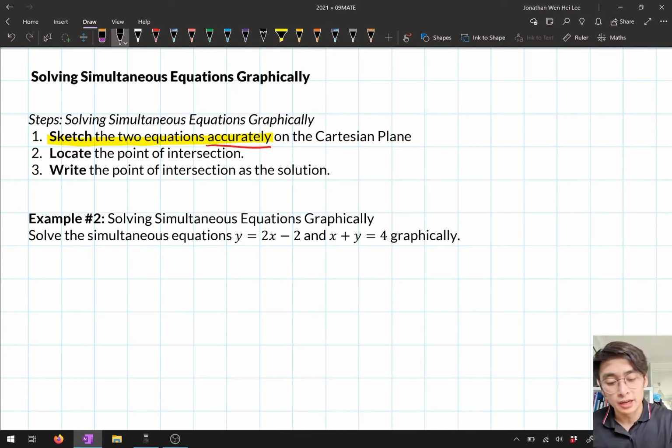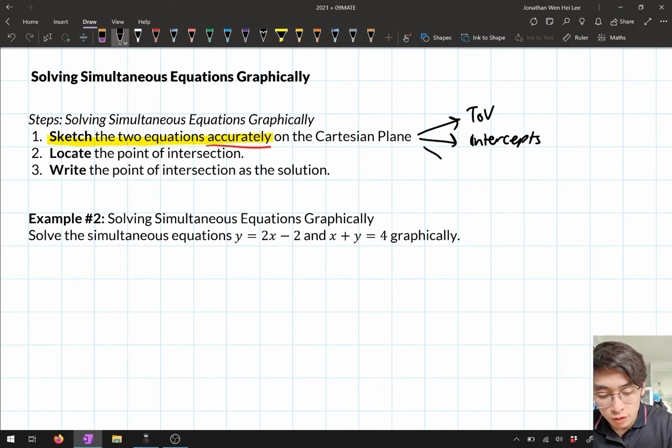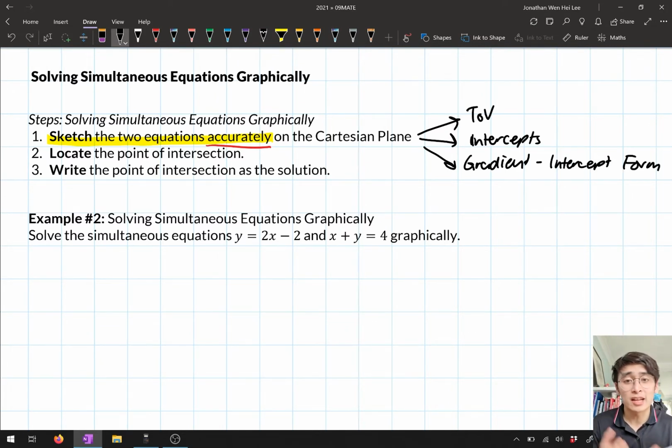My additional note here, it doesn't matter which method you use. You could create a table of values. You could find the intercepts. You could use the gradient intercept form. You can use any method that you want. As long as you can graph it accurately and correctly on your Cartesian plane, that's all that matters. These are 3 different skills that we've used over this topic, and you can use any one of them to help you graph it. So that's the first step. Graph or sketch your two equations accurately on the Cartesian plane.